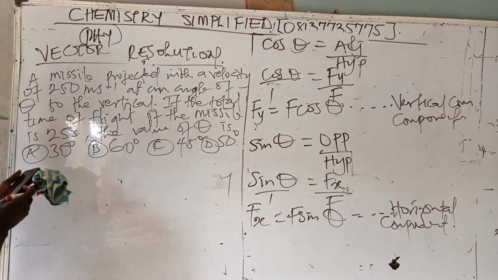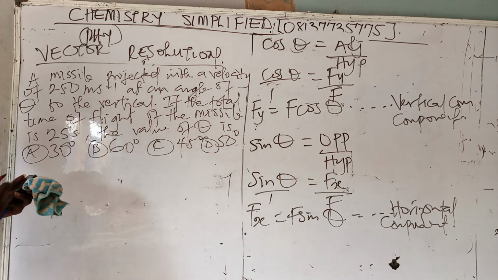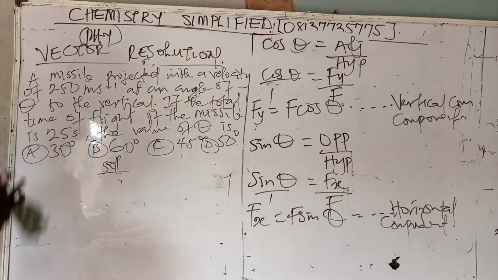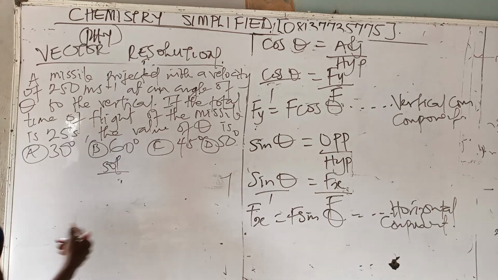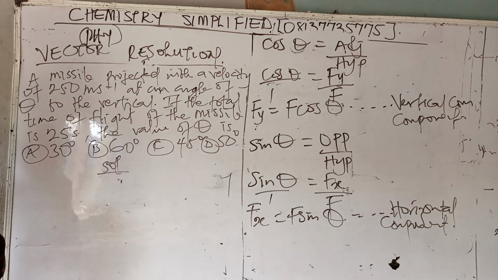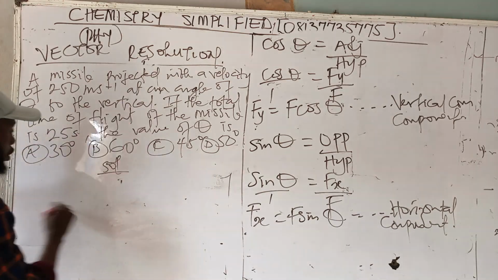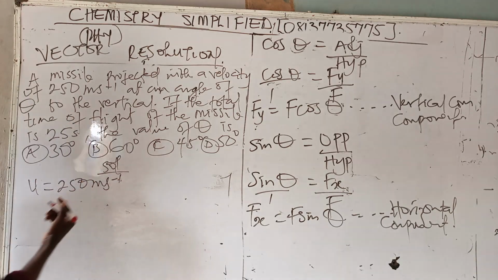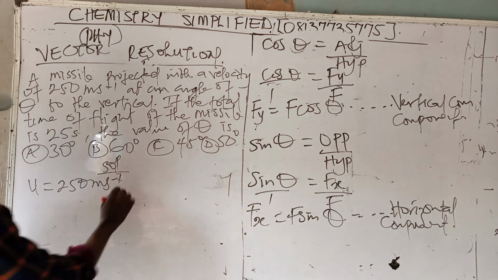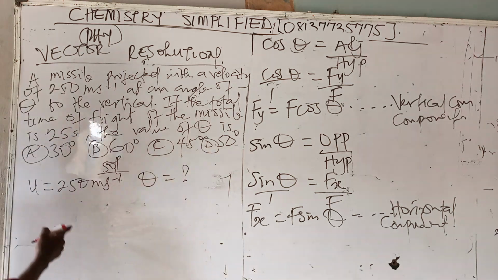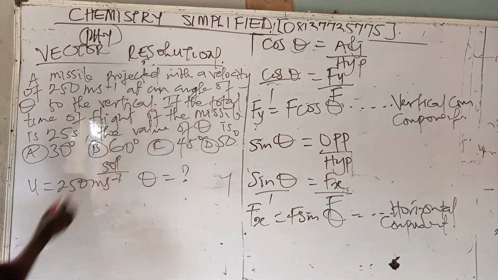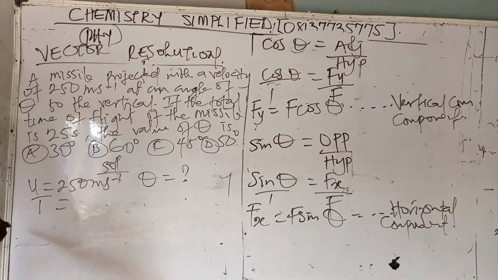Now let's look at this question here. This is a projectile question, a very short question. A missile is projected with an initial velocity u of 250 meters per second, at an angle of theta, where theta is what you have to calculate. The value of theta is dash. So at an angle of theta to the vertical, if the total time of flight, capital T, is 25 seconds.